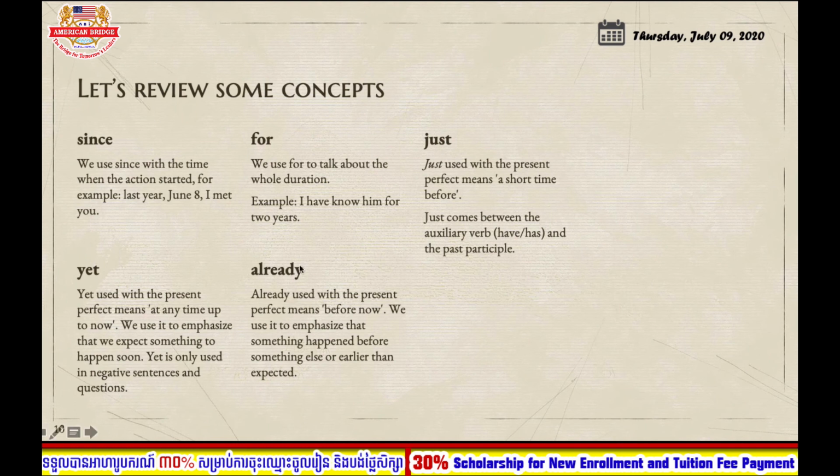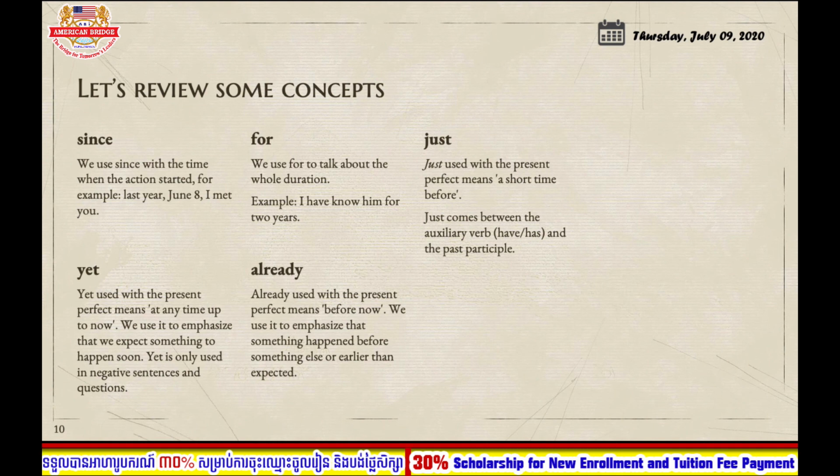Last, we have the word already, which is quite popular in present perfect tense, and most of the time you can see this adverb appear in the present perfect tense. So already used with the present perfect means before now. So we use it to emphasize that something happened before something else or earlier than expected. Let's say I have already finished my homework, which means you finished it before now.